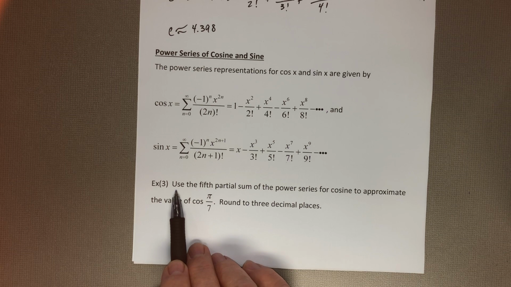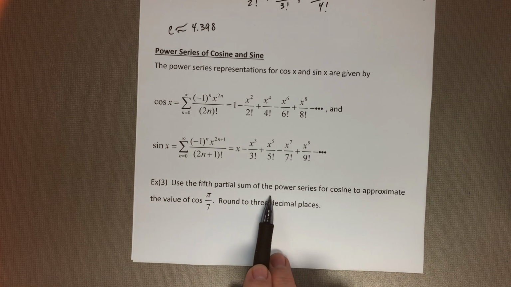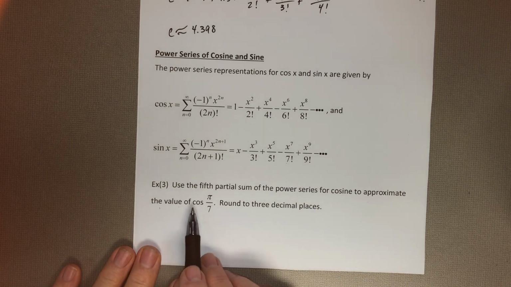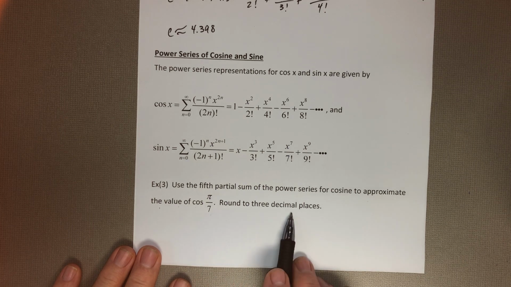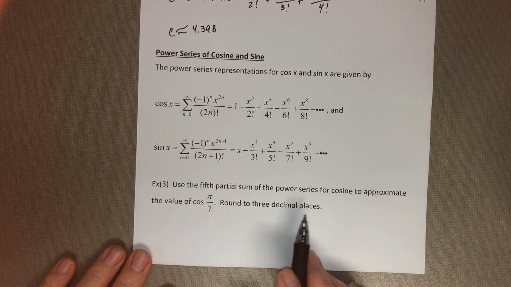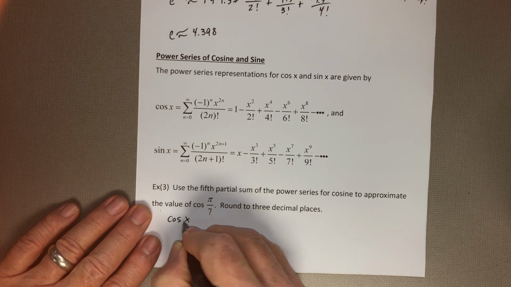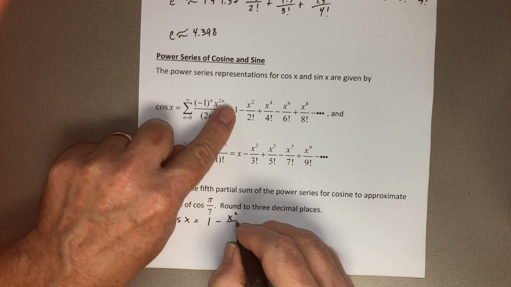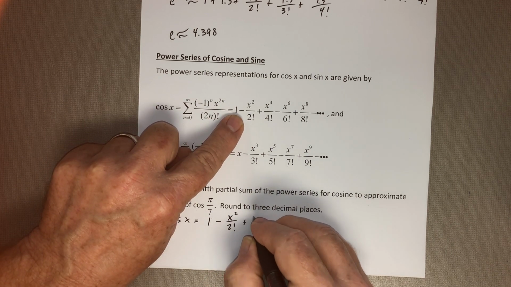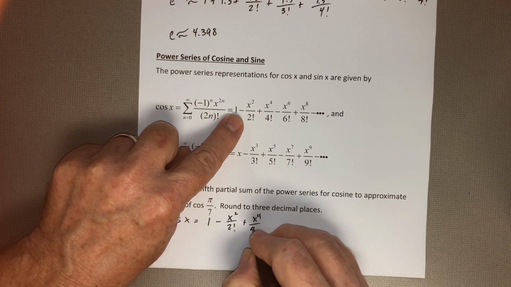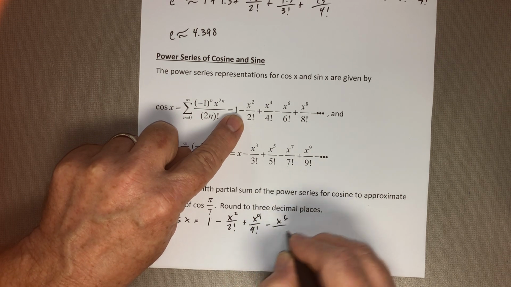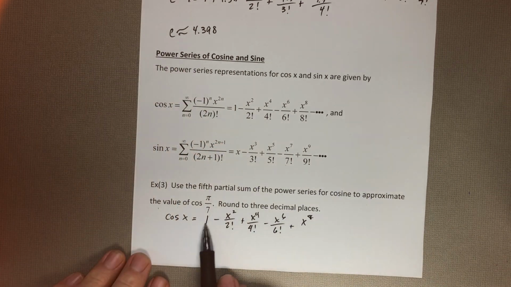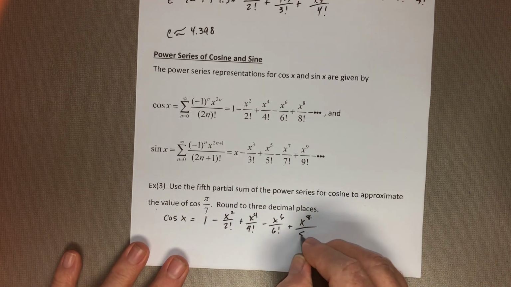All right. The instructions here say use the fifth partial sum of the power series for the cosine to approximate the value of the cosine of pi over 7, round to 3 decimal places. Okay, well, recall that the cosine of x is equal to 1 minus x squared divided by 2 factorial plus x to the 4th divided by 4 factorial minus x to the 6th divided by 6 factorial plus x to the 8th, okay, we're doing 5. 1, 2, 3, 4, 5, x to the 8th divided by 8 factorial.